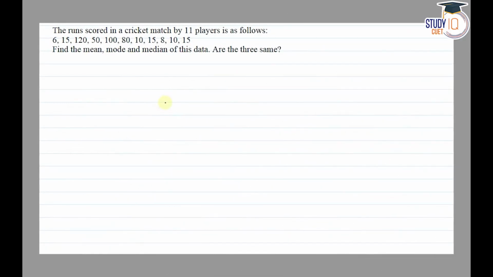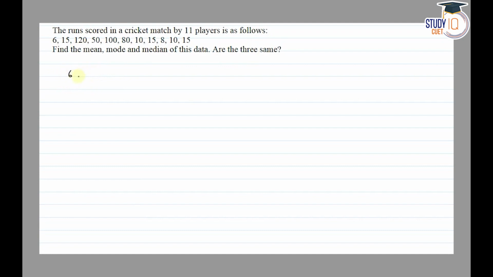Hello everyone. This question appears in the class 7th NCERT chapter of data handling. This is the second question of its exercise 3.2. The question says that the runs scored in a cricket match by 11 players are as follows. Find the mean, mode and median of this data. Are the three same? So firstly, हम इन्हें ascending order में rearrange कर लेंगे.